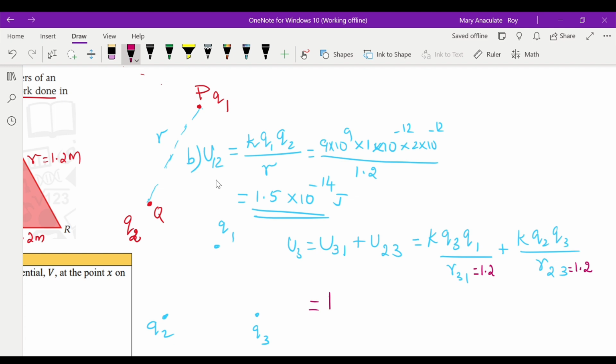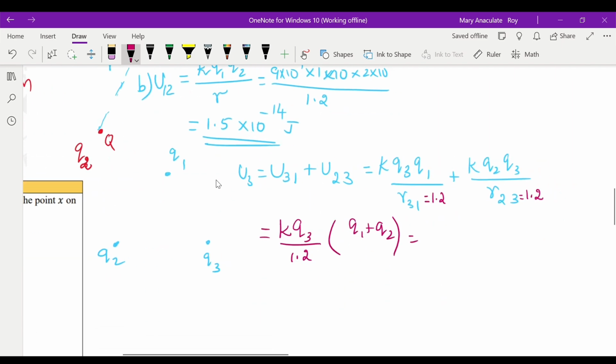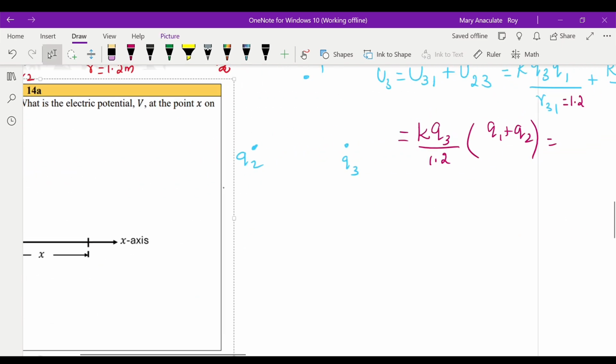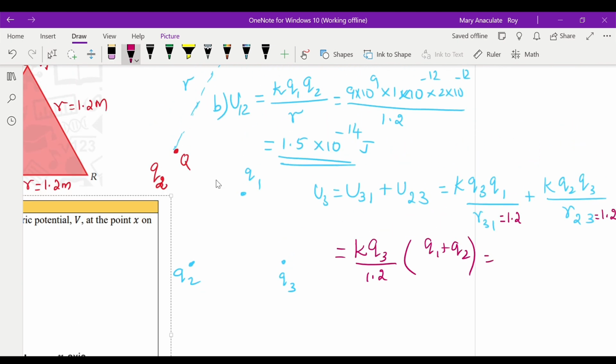Alright, so if you wish to take the common terms, you can take K outside. Even Q3 is common, so you can take Q3 out. Even 1.2 is common, so all you have inside is Q1 plus Q2. As I said, it's your choice to do this step. If not, directly substitute all the values into this equation and get the answer. You should be getting 6.7 times 10 to the power of negative 14 joules, if we substitute for Q3, Q1 and K.